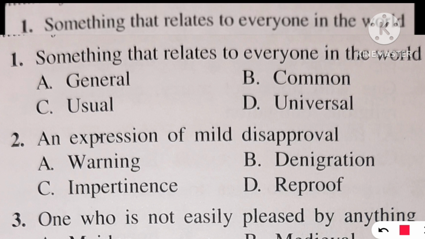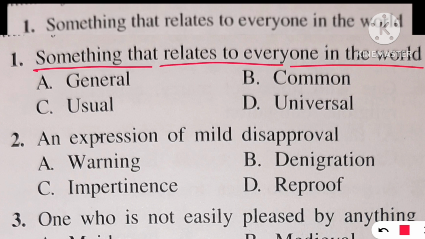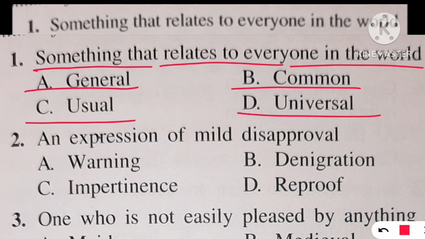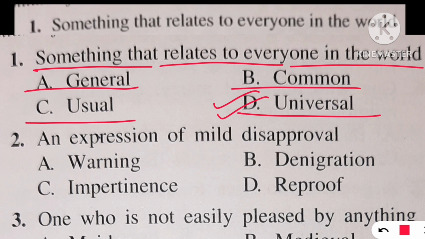Question number 1. Something that relates to everyone in the world. What is it called? Option A general, option B common, option C usual, and option D universal. The right answer is option D universal.